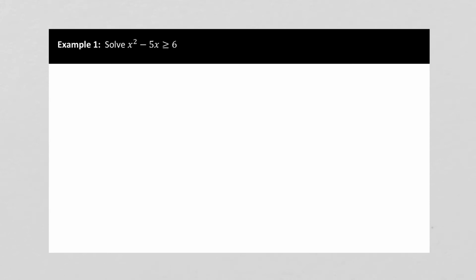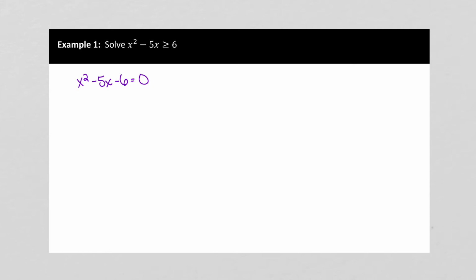Well, just like when you're solving regular equations, when you have a quadratic, you need it set equal to 0. So subtract 6 from both sides. So we have greater than or equal to 0. And we can just leave that as an equals for now.